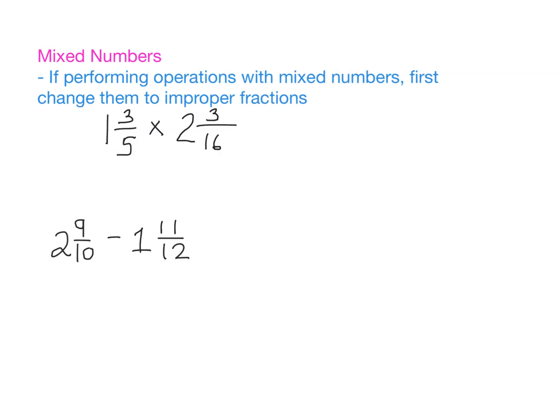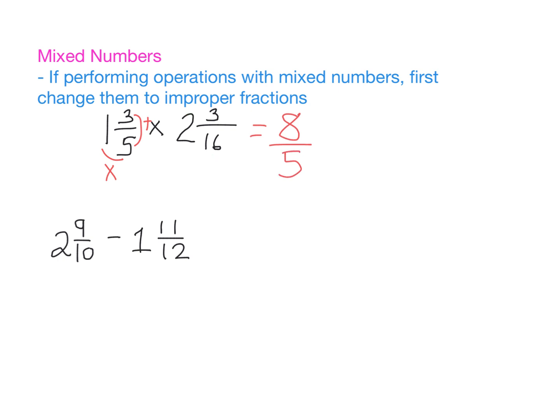All right, let's now look at operations with mixed numbers. So if you're adding, subtracting, multiplying, or dividing mixed numbers, first change them to improper fractions. So for this here, I'm going to change this and this into an improper fraction. So for 1 and 3/5, remember we take the whole number part, times by the denominator, add the numerator. 1 times 5 is 5, plus 3 is 8. You always keep the same denominator.